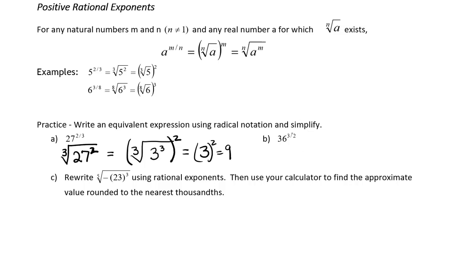Let's do the same thing with 36 raised to the 3/2. Remember that the denominator on the fraction is your index, so this would be a square root. I wouldn't even have to write the 2. That's why I'm erasing it. 36 is raised to the third. Now let's think about this further. 36 is the same as 6 squared. So we would have the square root of 6 squared, that would be raised to the third. So simplifying gives us 6, and then the exponent on the outside means we need to multiply 6 by itself 3 times, with a final answer of 216.